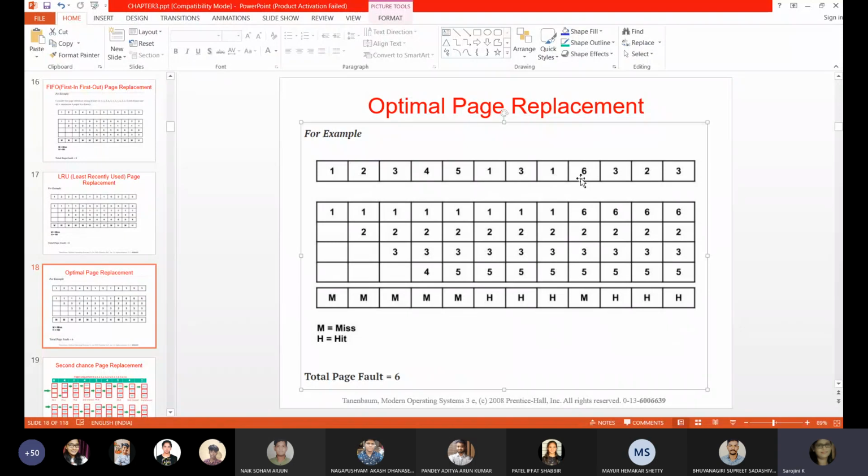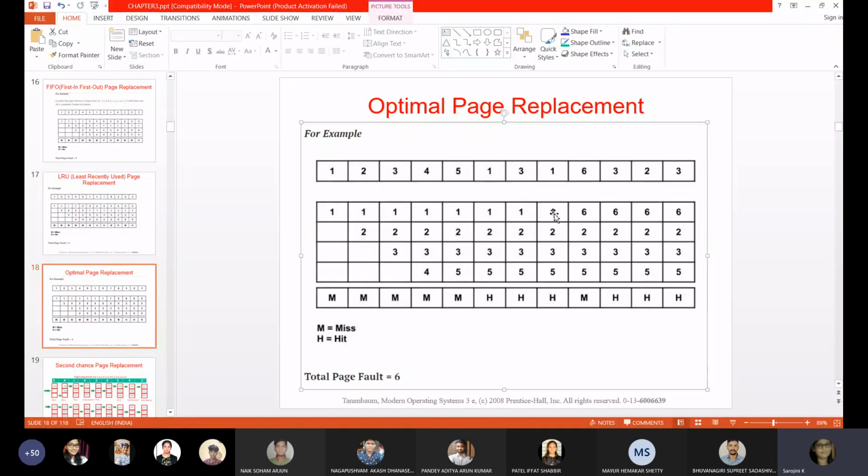Now page number 6 comes. Page number 6 was not there already in the main memory, so it is a page miss or page fault. So we marked page miss. Now we have to decide which page in these should be removed. This is which algorithm? Optimal page replacement algorithm. In this, we will refer only to the future string.